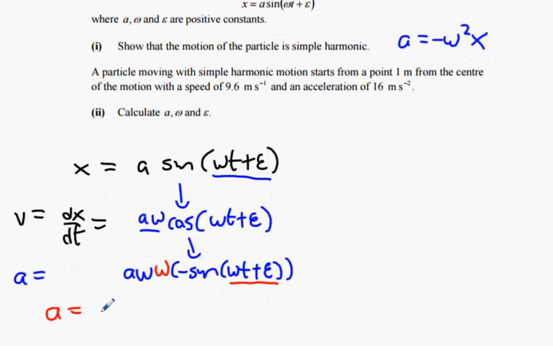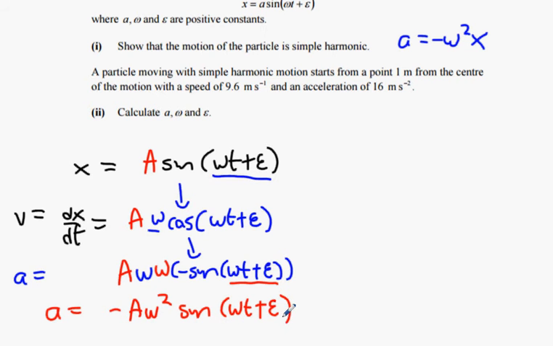Acceleration, therefore, now what students are going to get mixed up with is the way they keep using the small a, and it's a bit confusing. What you could do is go back and specify that capital A is the amplitude, and that you're using small a for the acceleration. So we're going to get a equals minus A omega squared sine omega t plus e.